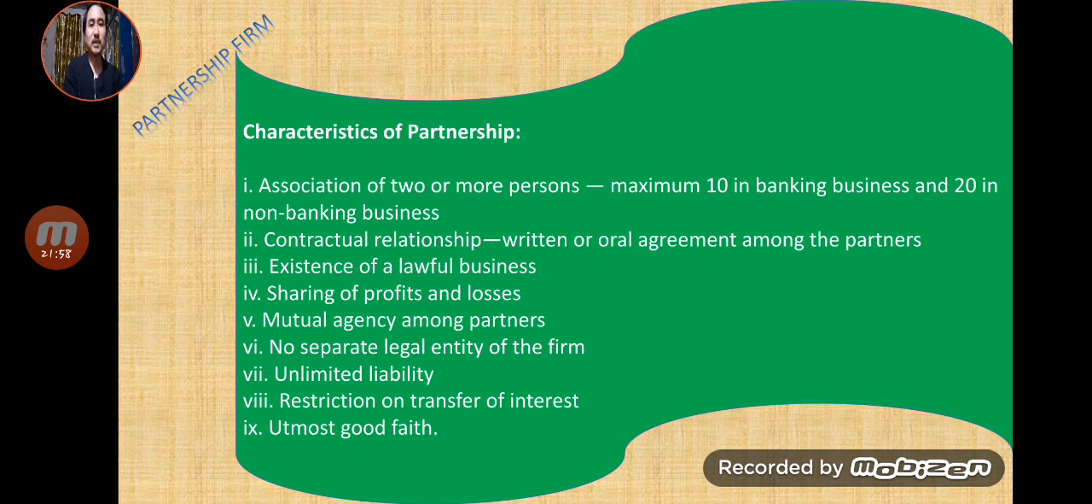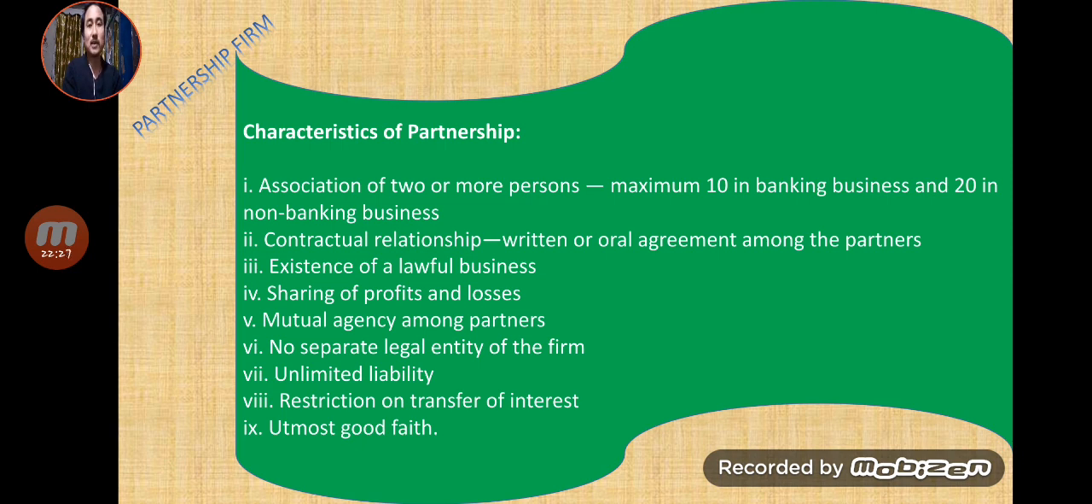So risky means, if there is huge loss and the business is not able to pay the debt, then it might happen that the partners have to liquidate their fixed assets, even to repay the debt. This is the concept of unlimited liability. So this has become one of the major disadvantages of going for this form of business. Then, restriction of transfer of interest.